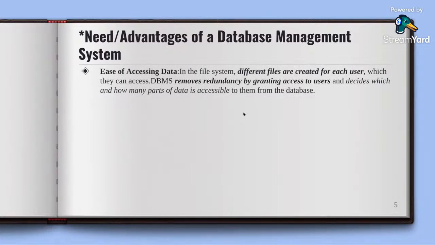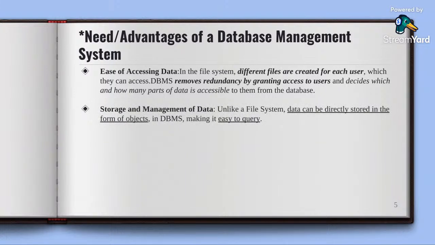So, advantages of database management system: ease of accessing the data. Different files are created for each user, which they can access. It removes redundancy by granting access to the users and deciding how many parts of the data are accessible to them. So, ease of accessing means in a file system, different files are created for each user, but in a DBMS, it decides what part and how many parts of the data are accessible to the user by granting them access.